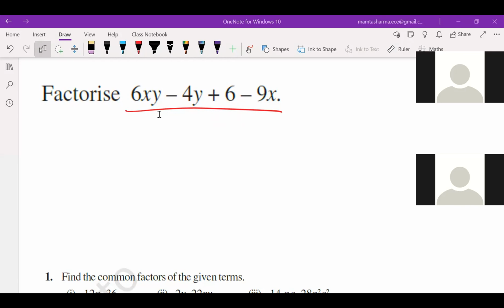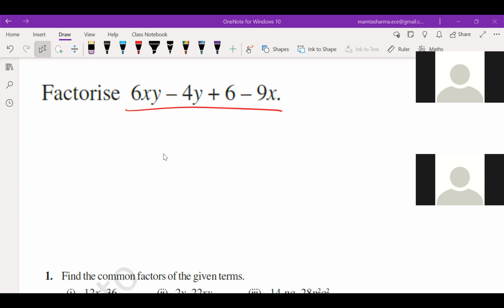Yes, ma'am. Anything is fine. You can take the first or third term as common, or you can group. No need to do the grouping. Actually, in its original form, we can take the common.